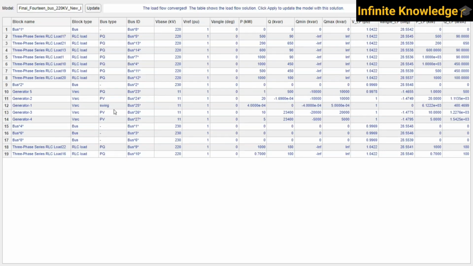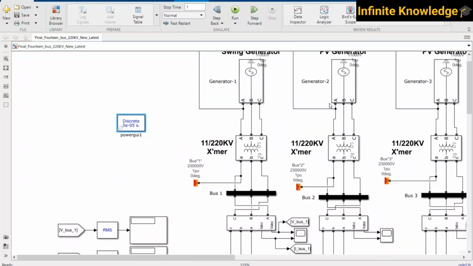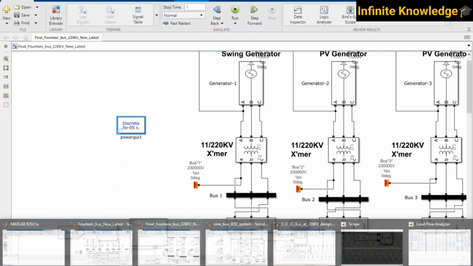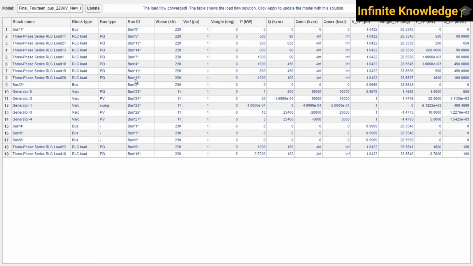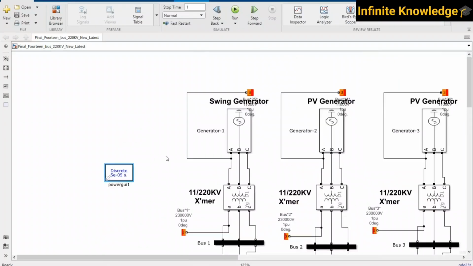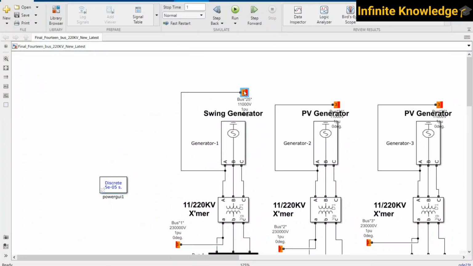So our generator, which is the swing generator, is providing this much kilowatt, and this is the reactive power. The remaining reactive power is provided by these PV generators. If you reduce this value by going to these blocks, you will get a change in the load flow as well. And we are getting 23, 24, 25, 26, 27 because it was considered by default. So we need to just correct it.